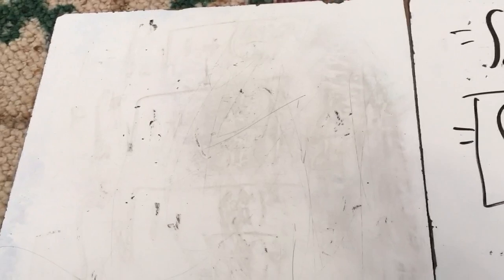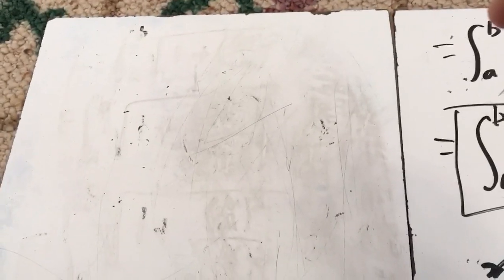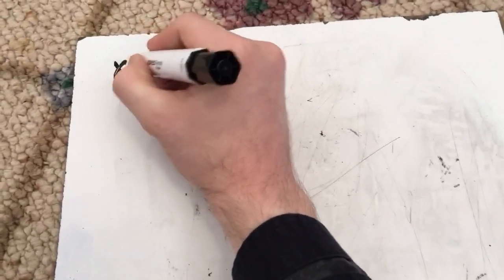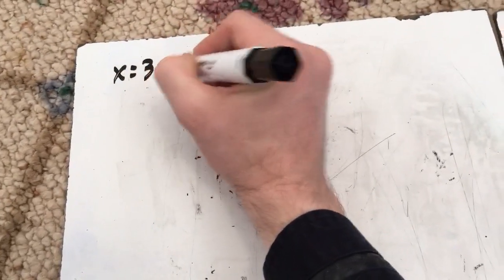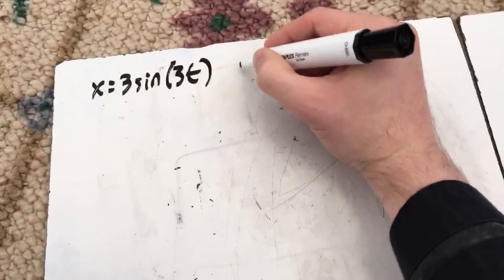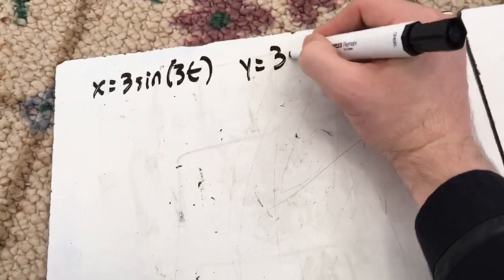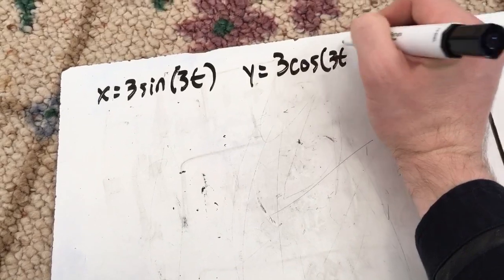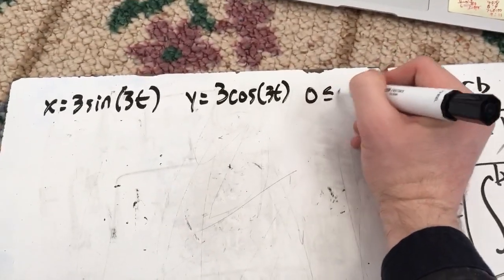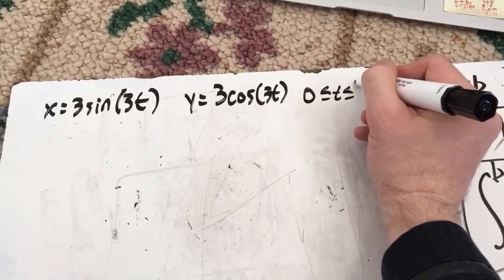So let's look at example 1, which says we want to find the arc length of the curve defined by the parametric equations x equals 3 sine of 3t, so there's our x, and y is defined as 3 cosine of 3t. And we want it on the interval 0 less than or equal to t less than or equal to 2 pi over 3.